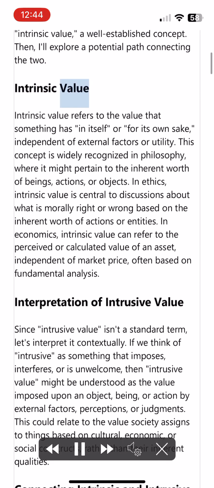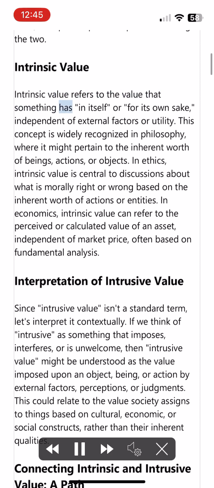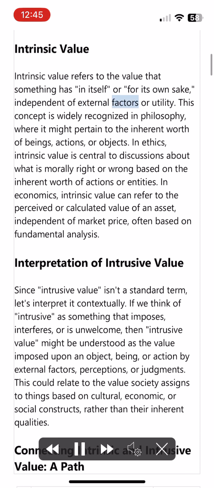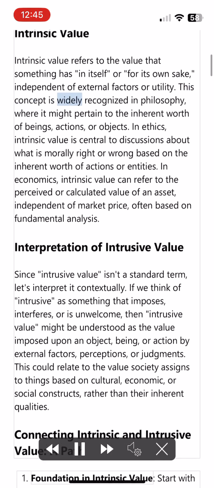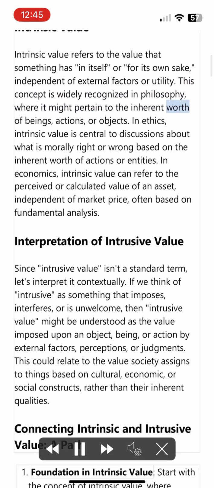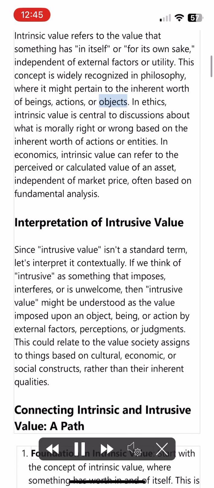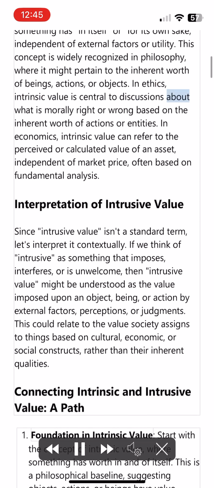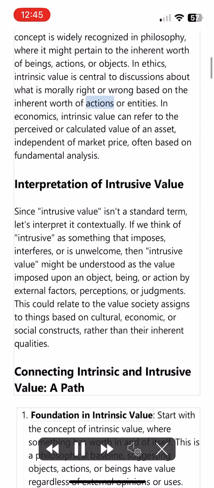Intrinsic value. Intrinsic value refers to the value that something has in itself or for its own sake, independent of external factors or utility. This concept is widely recognized in philosophy, where it might pertain to the inherent worth of beings, actions, or objects. In ethics, intrinsic value is central to discussions about what is morally right or wrong based on the inherent worth of actions or entities.